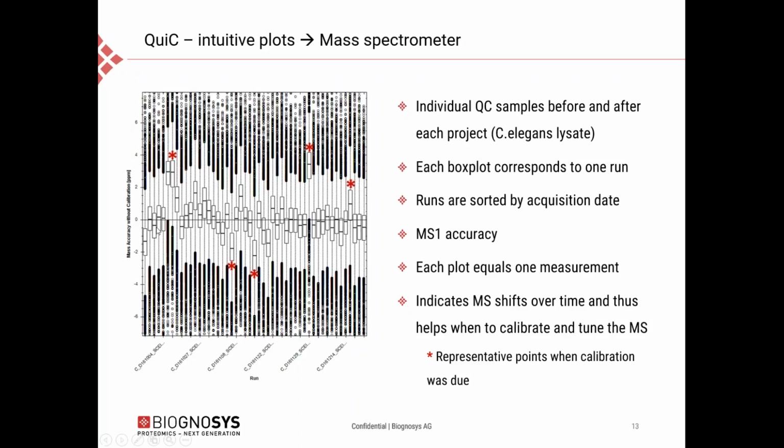As you can see here, if we look from left to right, we see that over time the mass spectrometer actually starts to have a decreased mass accuracy, and as depicted in red, we can see representative points when calibration was due. So as you can see here, QuiC really helps you to monitor your mass spectrometer and helps you to define at what time point calibration or cleaning or tuning is due.